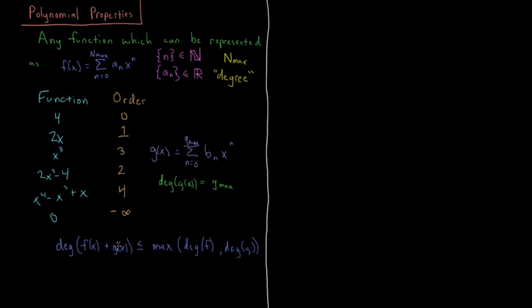minus x cubed, then their coefficients a_3 and b_3 are the negative of each other. So a_3 plus b_3 would cancel. We would just be left with a first order polynomial if you had x cubed plus x minus x cubed. So it produces an upper bound for what it can be, but the degree can be anything lower than that as well, depending on what the coefficients a_n and b_n are.